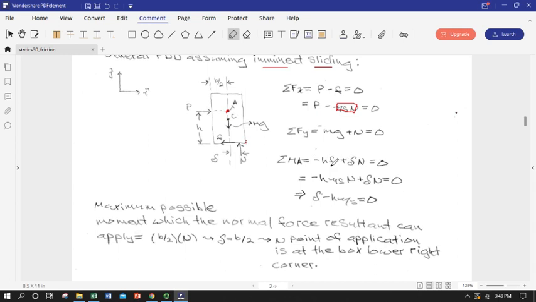So there I go. I can drop in my expression for friction, given that we're at imminent sliding. I can substitute that in for F. And now I have N in both terms, so these cancel. And I'm left with an expression relating delta, the offset distance for the normal force resultant, and the height at which my horizontal force is being applied, and mu sub s. Okay, well, that tells me something.